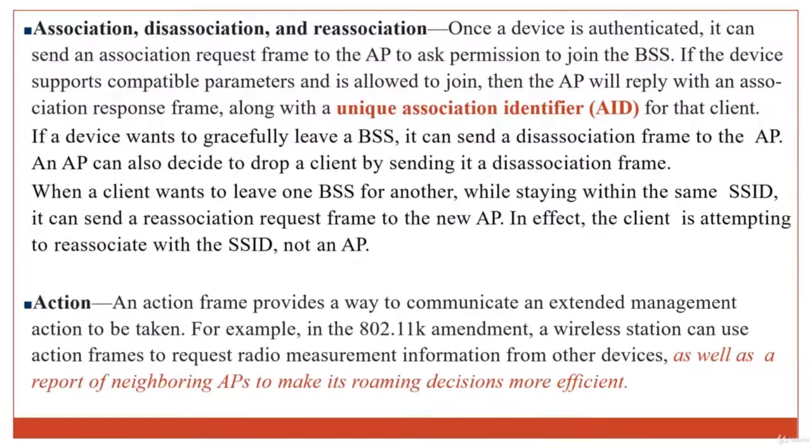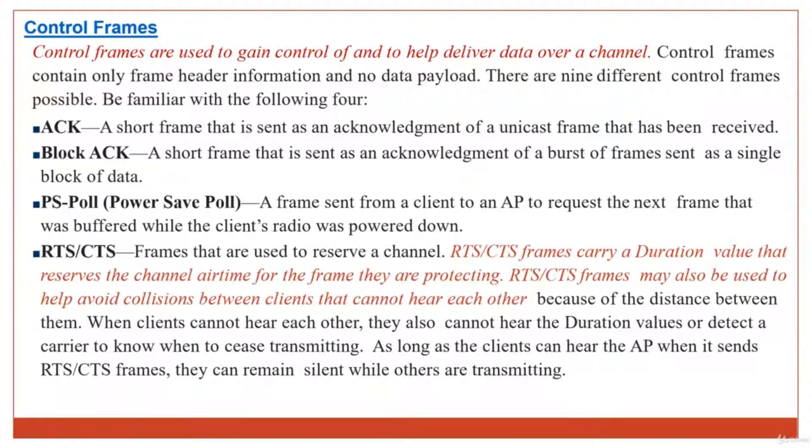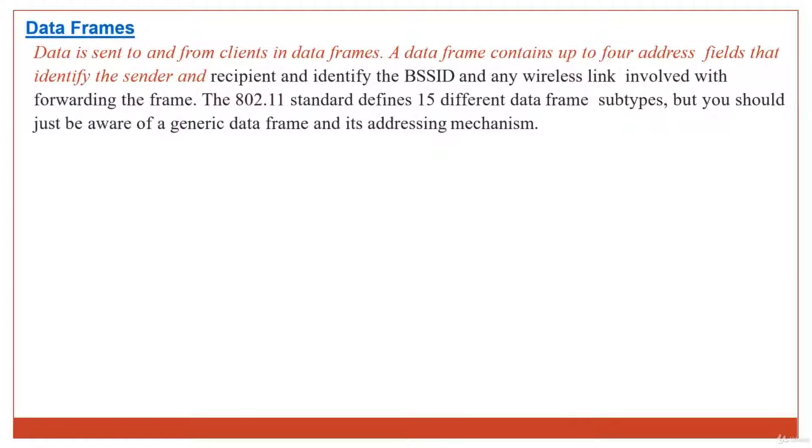So finally, once your management is done and your control is done, the next thing is to send or receive the data. For that reason, the data frame comes into the picture. From our previous lessons, we know that we have 4 different address fields: the source address, the destination address, the AP address, and the destination behind the wireless, that is in the wired network. With these 4 addresses, the actual communication of data can happen.